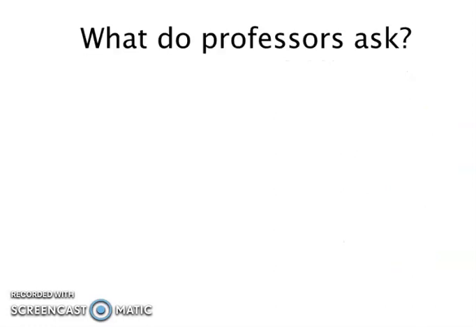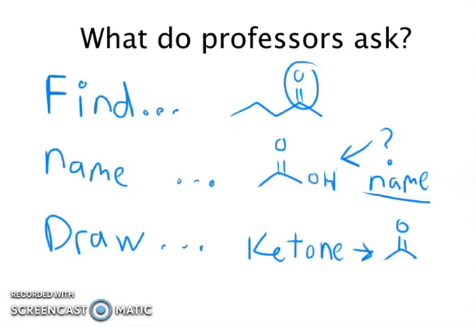So I did want to touch really quick on what professors ask. They're going to usually ask one of three things for functional groups. So they're either going to ask you to find the functional groups. They'll give you this big carbon chain and you'll have to go in and circle them and name them. That's definitely going to be your most common way that they'll ask. They might be nice and they'll give you the functional group and you just have to name it. Or what I've been seeing a lot more lately is they'll give you the name or the condensed name and you'll have to draw it yourself.